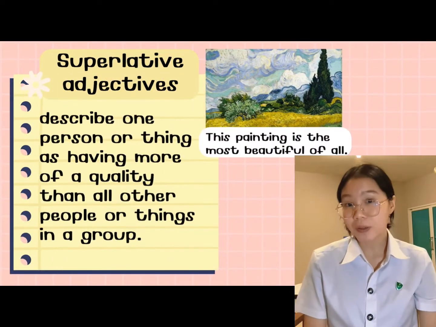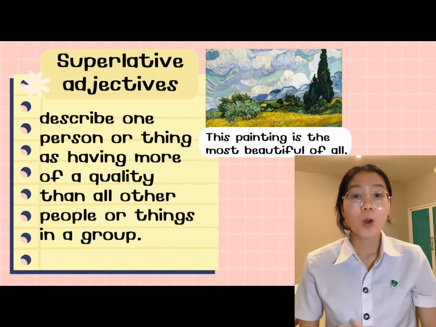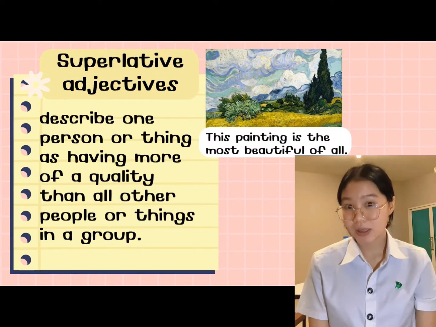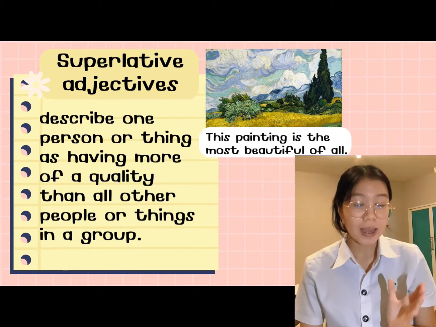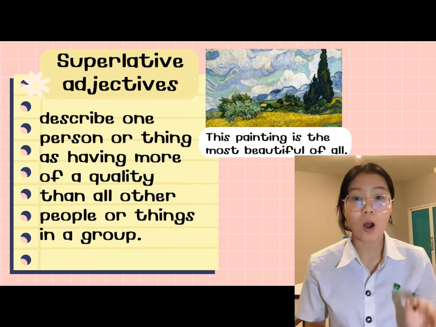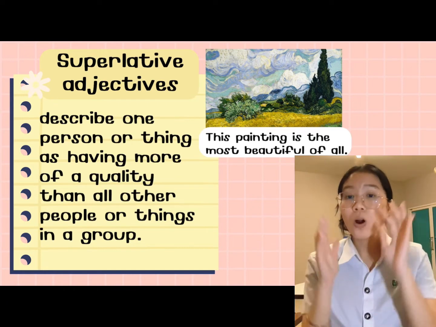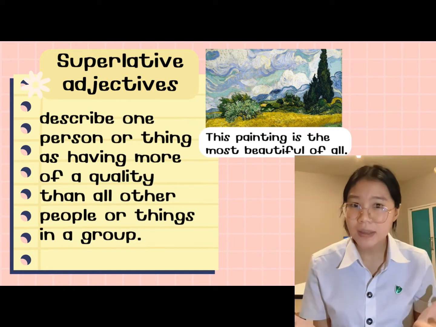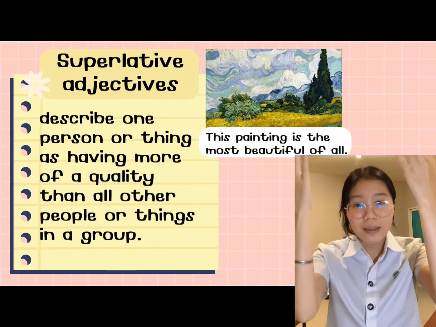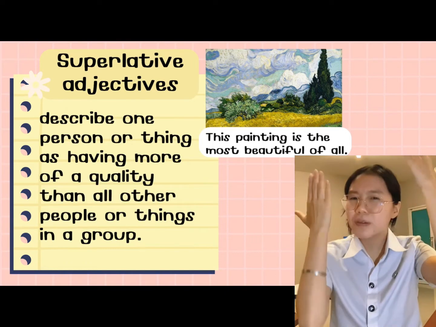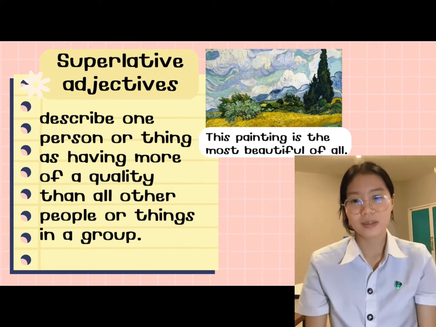Next, superlative adjectives. We use superlative adjectives to describe one person or thing as having more of a quality than all the people or things in a group. For example, this painting is the most beautiful of all.